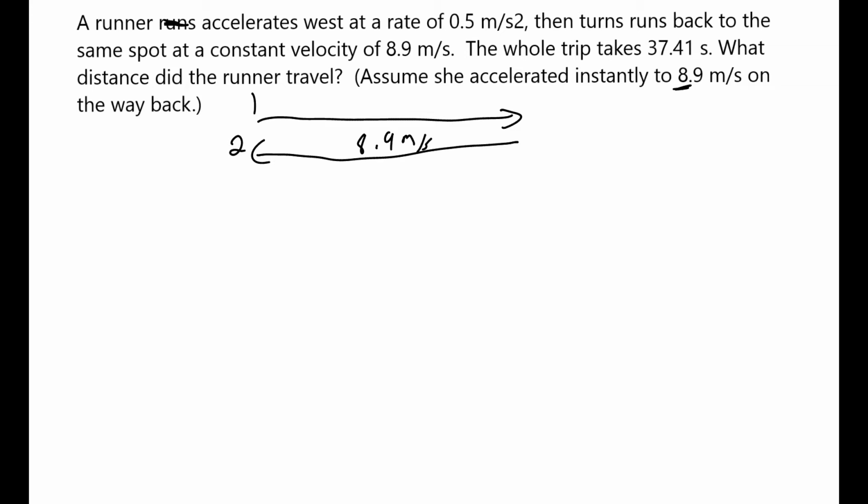All right. So we'll break it down to two parts. Actually, we're going to do three parts. Part one, part two, and overall. All right. What do we know about part one? Garrett? Accelerates at 0.5 meters per second squared. Yep.